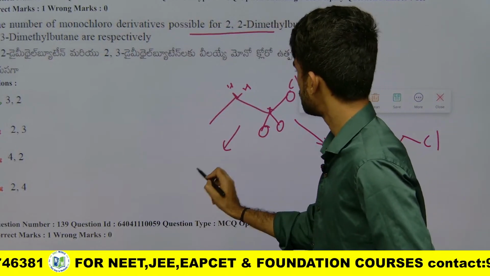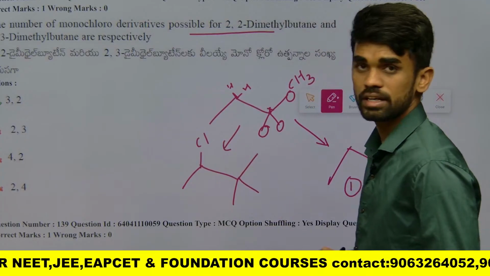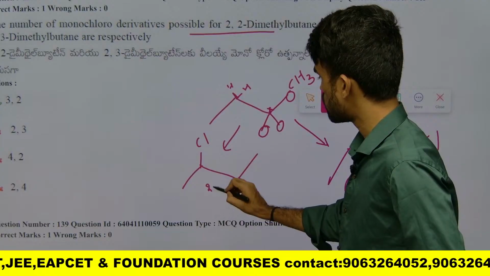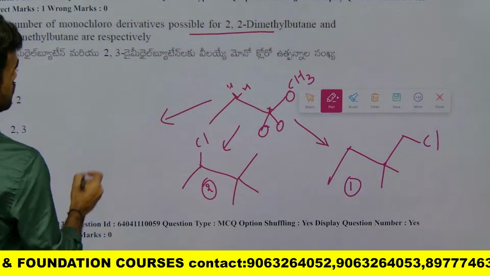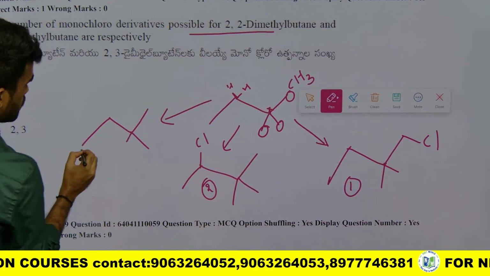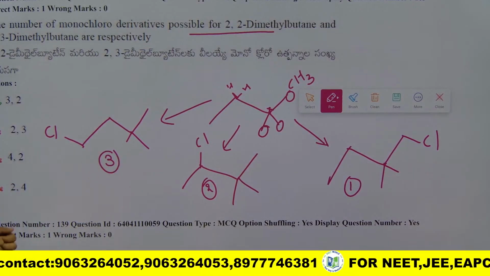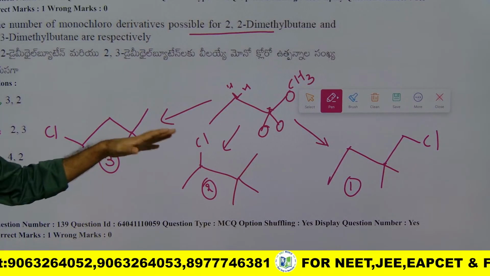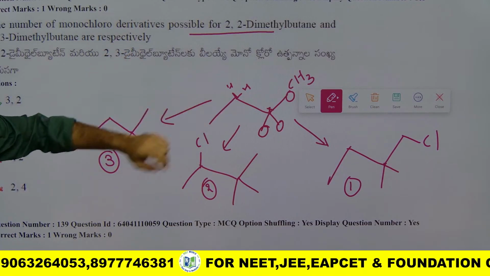By replacing any of these hydrogens, we get this kind of product here. So this is the second product. And what about this? Here we have one more methyl group. By replacing that, we get a chlorine here. So this is the third type of product. These are the 3 different possible products we can obtain for 2,2-dimethyl butane.